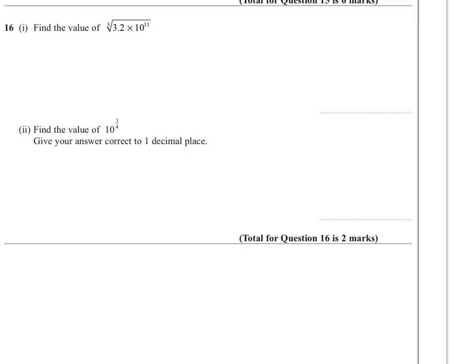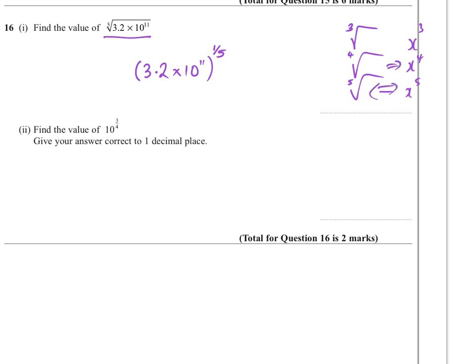Question 16. It says find the value of, and then we can use our calculator. So I would rewrite this to help you. And then to the power of fifth. Now, if you have this, that means the cube root, the fourth root, the fifth root, which should not be confused with to the power 3, to the power 4, to the power 5, which are the inverses. Okay? So they're inverses of each other.